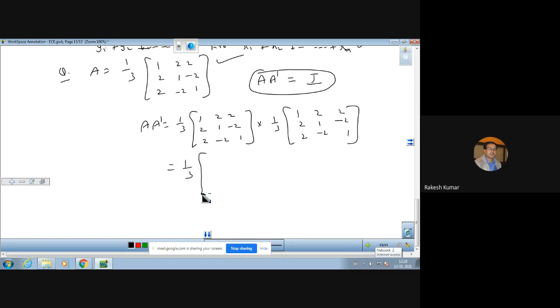Now 1 by 3 into 1 by 3 will be 1 by 9. Now you just need to multiply 1 into 1, 2 into 2, and 2 into 2. That will be 9 0 0, 0 9 0, 0 0 9, दोनों को मल्टीप्लाई करके, and this is a 1 by 3 and 1 by 3, 1 by 9. Ultimately we shall have I matrix. So the property has been proved. Now you can say that the given matrix A is an orthogonal matrix.